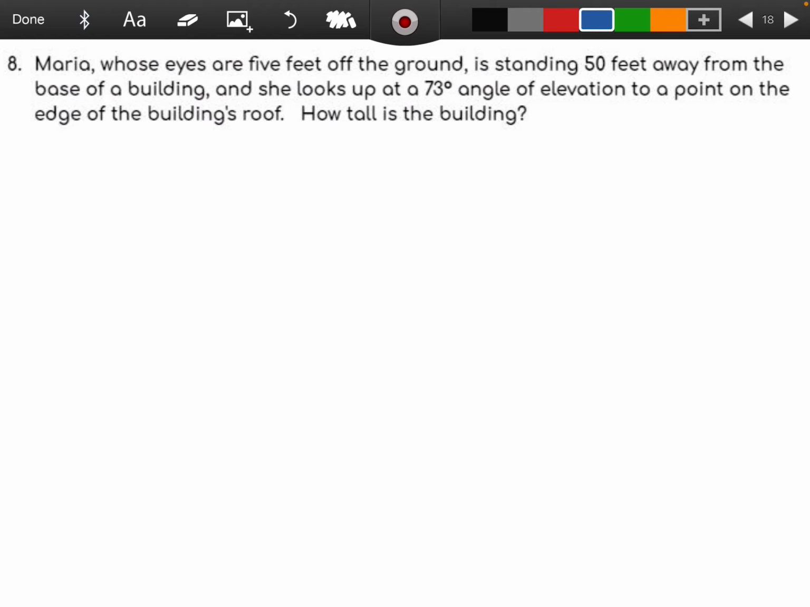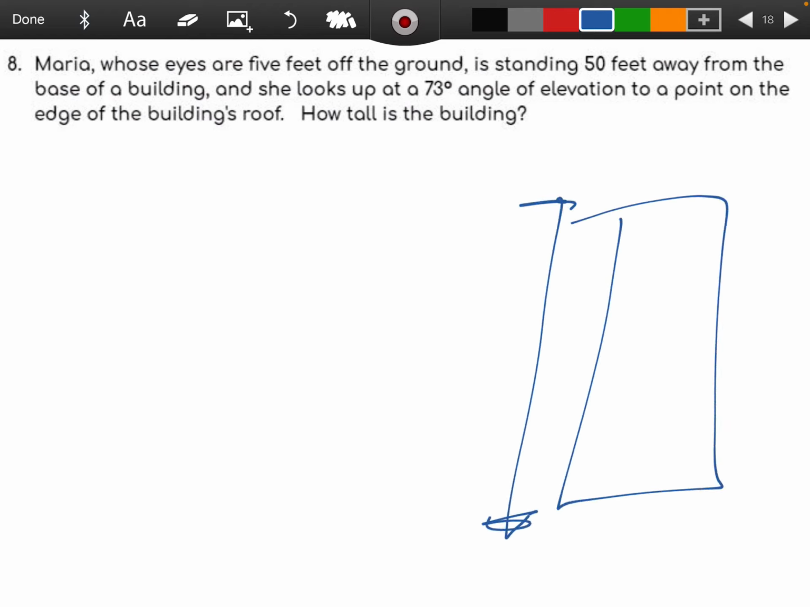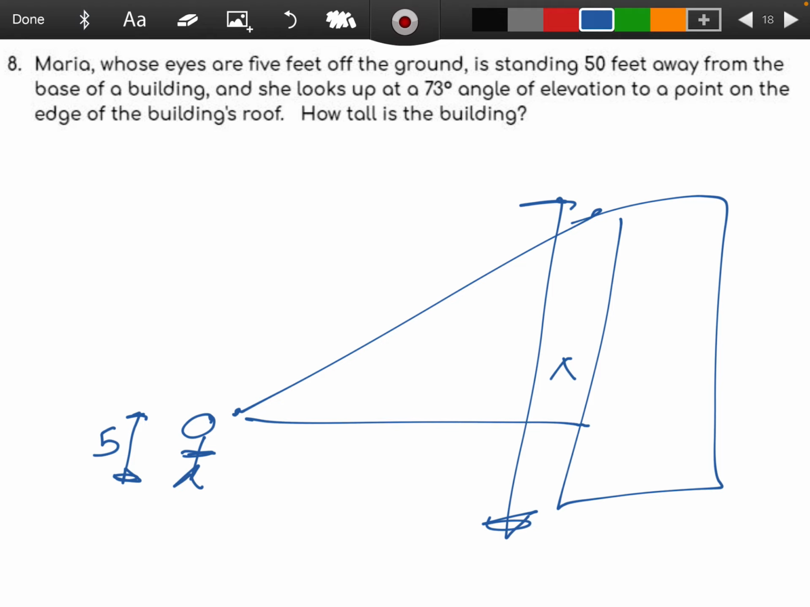And finally, the last one. We got this building that we're trying to find the height of. That's our overall, what we're looking for. We got Maria. She's 5 feet tall. Up to her eyes, ground level, so she's going like this. 73 degrees angle of elevation. She's 50 feet away. And we want to know how high the building is.